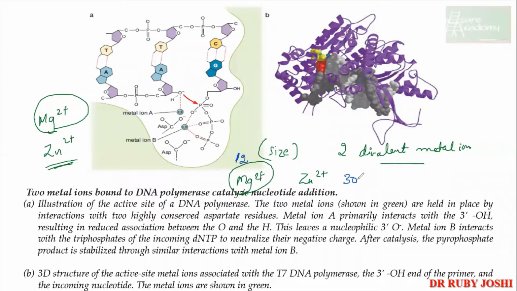Which divalent metal ion is having bigger size? Even though both are 2 plus, which one is going to have maximum size? Zinc. So that much size, if it is taking over here, and that too two we need over here. So just imagine the scenario where the zinc is occupying the maximum space. Here it is 12, here it is 30. It is more than double the size, right? So you can see that it is going to occupy maximum space, because of which the alignment of your triphosphate and the attack of 3-OH on the alpha phosphate won't be in the proper alignment.